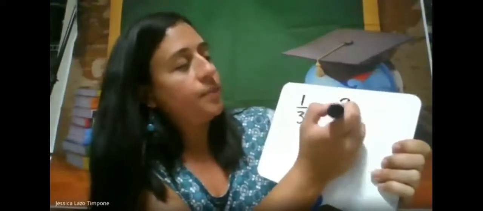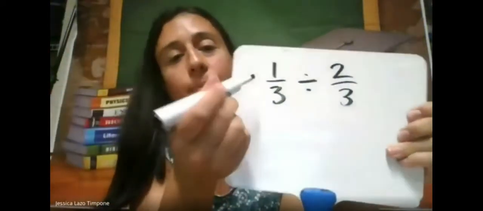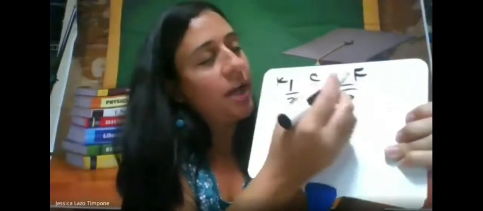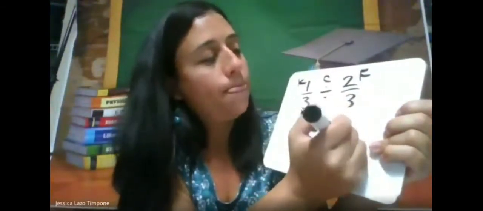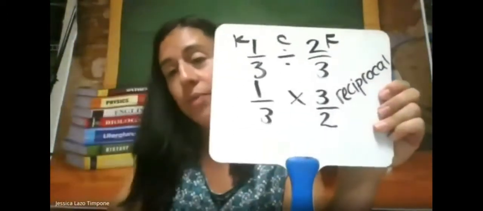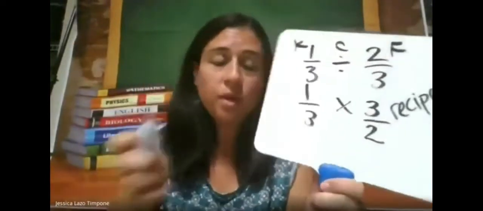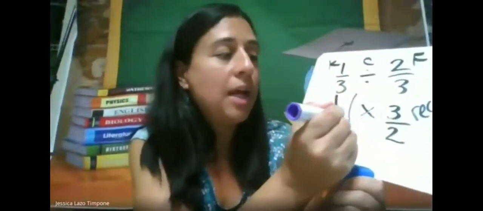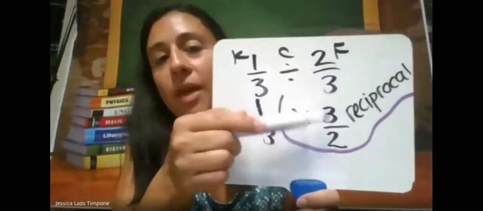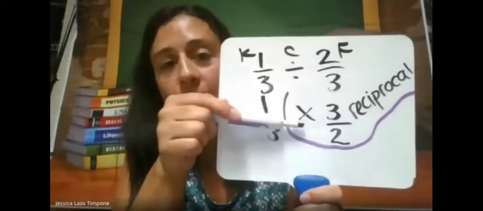So if this was a third divided by 2/3, we would keep, change, and then we would flip this one. Now, when we flip this one, that flipped fraction is called the reciprocal. So listen carefully, because we're big kids now. I'm going to call it, we are multiplying by the reciprocal. Because when we change it, we multiply, and when we flip it, it's called the reciprocal. So we are multiplying by the reciprocal.